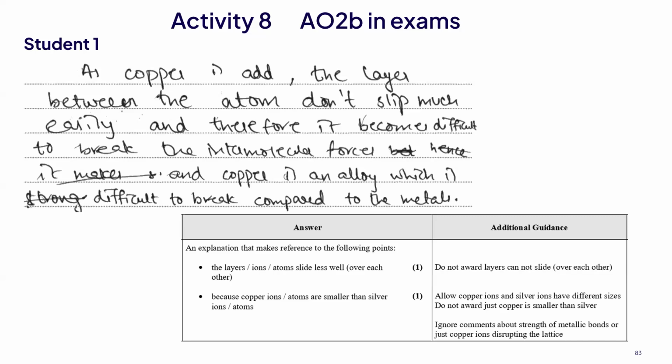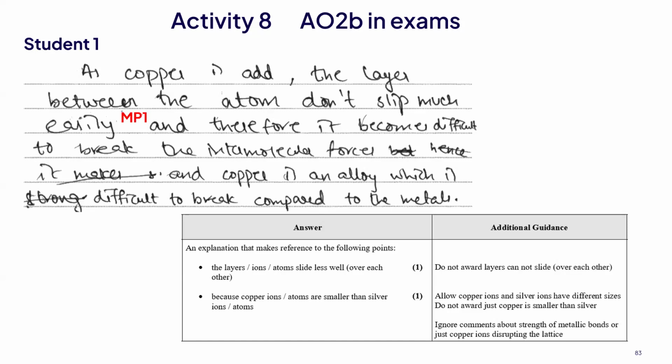Well, we've got in the first part of the first sentence, as copper is added, the layers between the atoms don't slip as easily. It's not particularly good English, but we don't penalise poor English, providing the overriding science is effectively correct. And I think that's good enough for the atoms or ions, the atoms slide less well. So quite happy to award MP1 there.